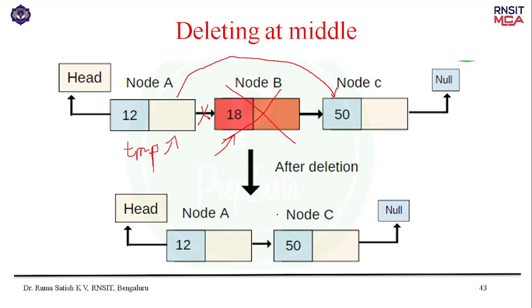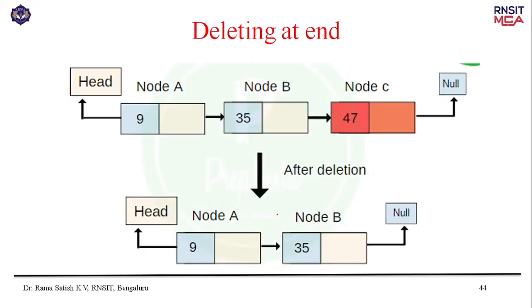Next, deleting the node at the end. So what happens? You are given an element which has to be located, and the element is found at the end. The deleting element is 47. Just imagine it is 47. So it starts from the beginning node. Is 9 equal to 47? No. Then it goes to the next. Is 35 equal to 47? No. Next it moves. Is 47 equal to 47?